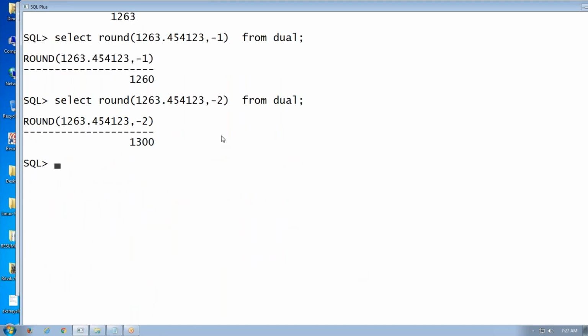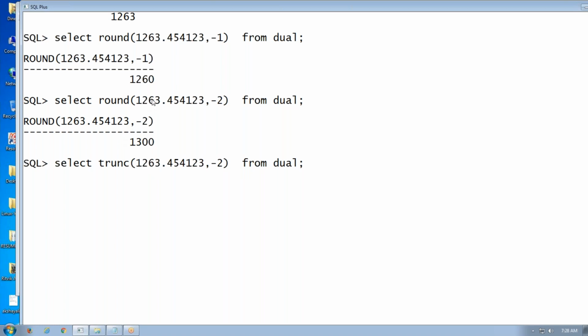Next function, similar but trunc. What is the function name? Truncate. It is similar to round, but round always verifies the next value before printing the result. But trunc never verifies the next value. Only it will print whatever result you need.